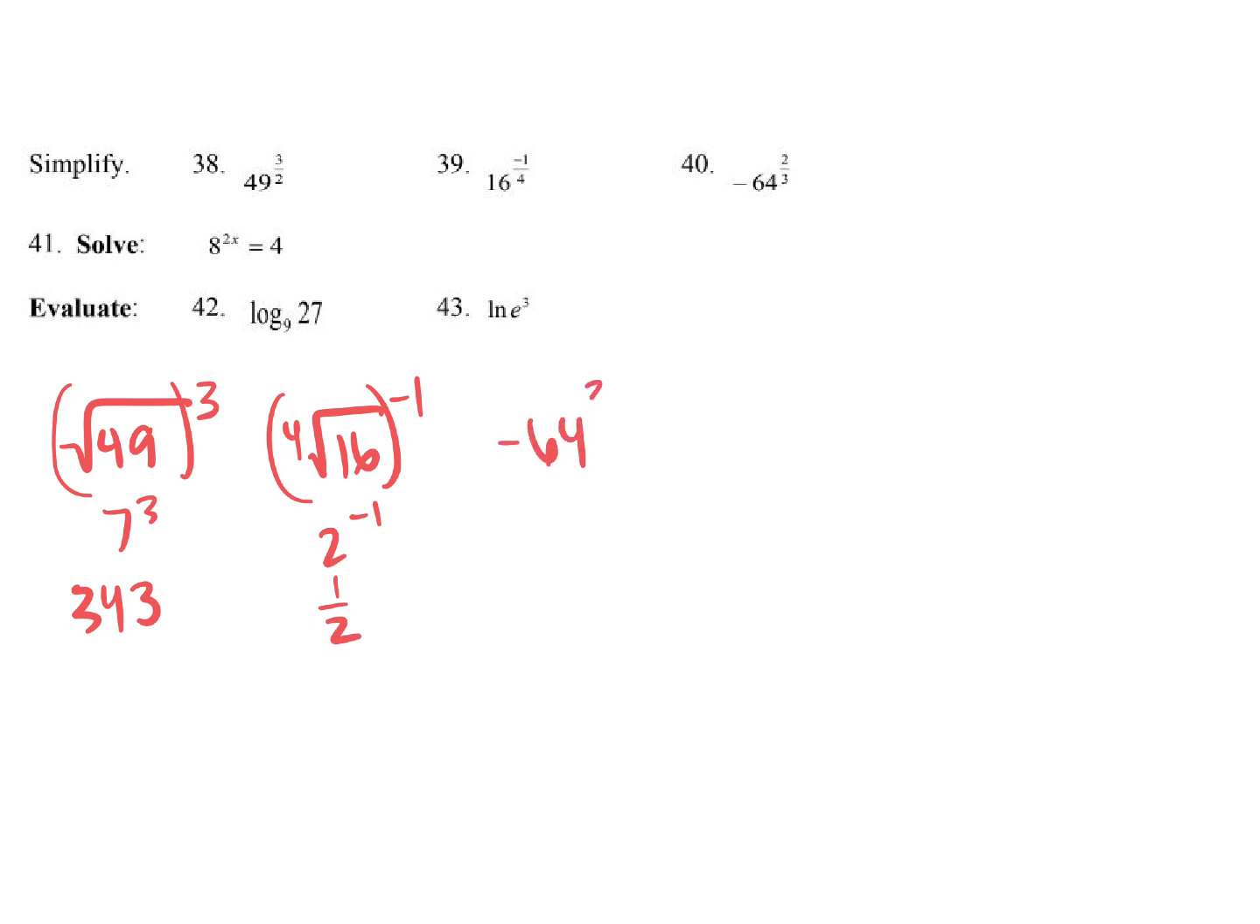Negative 64 to the 2/3 power. That is a negative 1 times the cubic root of 64, then squared. That negative is not in parentheses. It is separate from the value. That means your answer is negative. The cubic root of 64 is 4. 4 squared is 16. Our final answer is going to be negative 16.